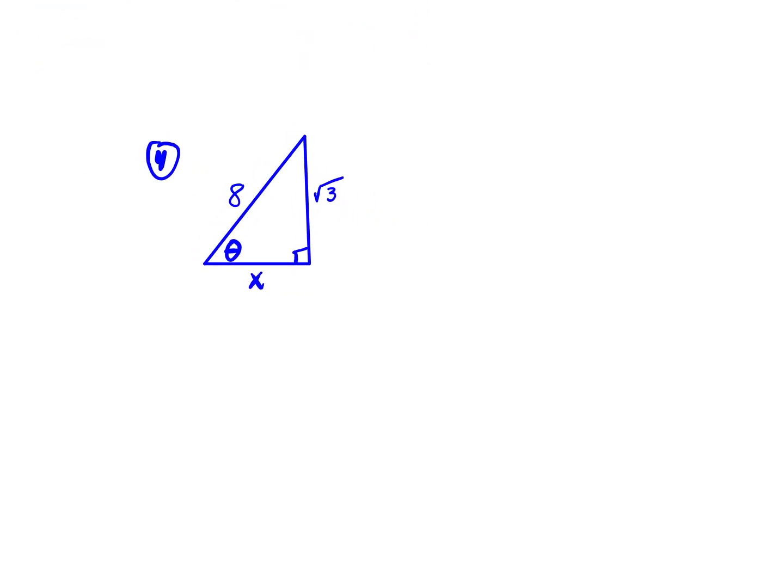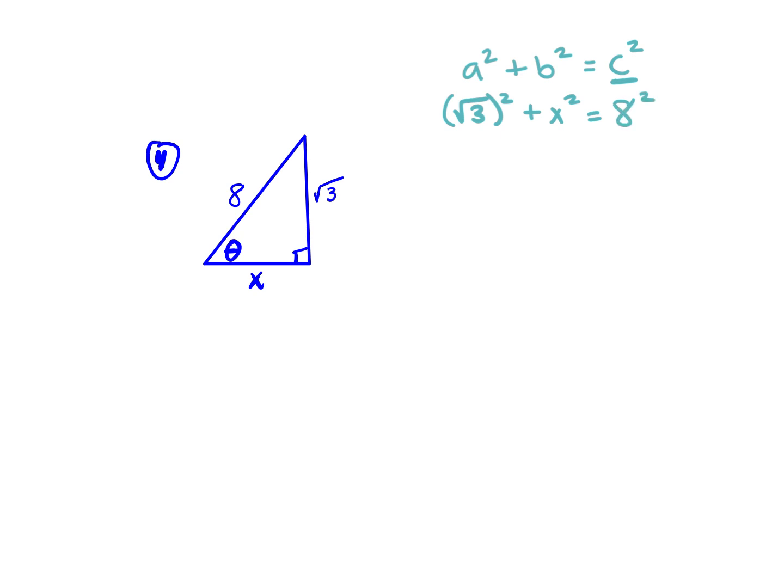So with number 4, let's find our missing side first. So we have to do Pythagorean theorem. So Pythagorean theorem is a squared plus b squared equals c squared, where c has to be the hypotenuse. A and b, it doesn't matter which one's which. It's going to be your two legs of the triangle. So I'm going to say a is square root 3 squared plus x squared equals our hypotenuse squared, which is 8 squared.